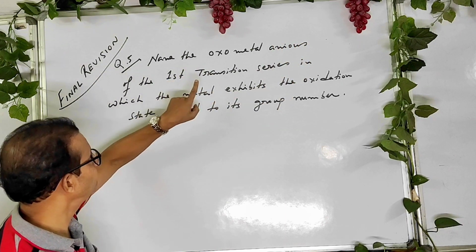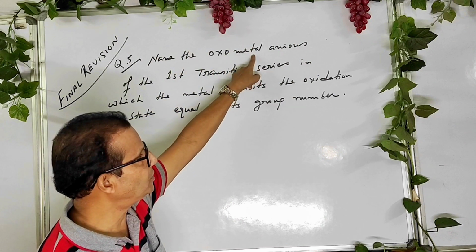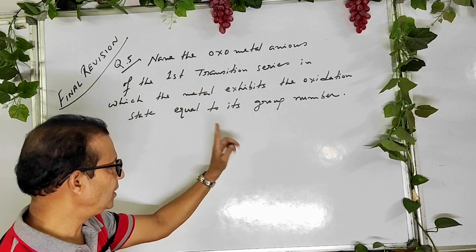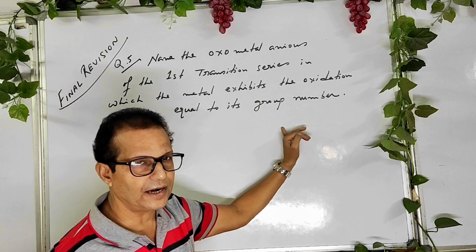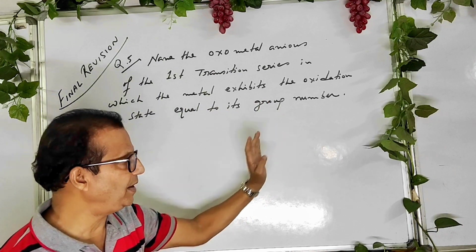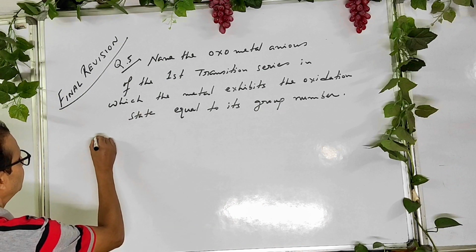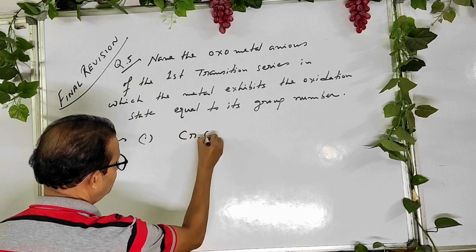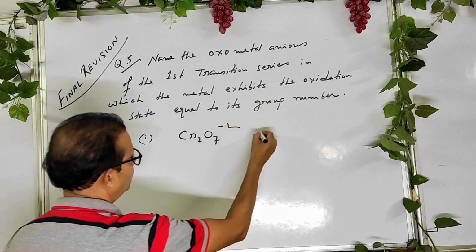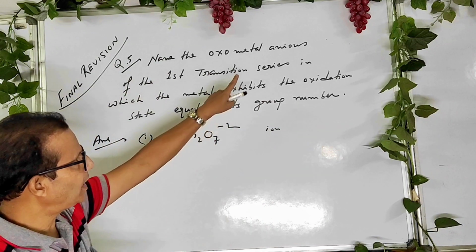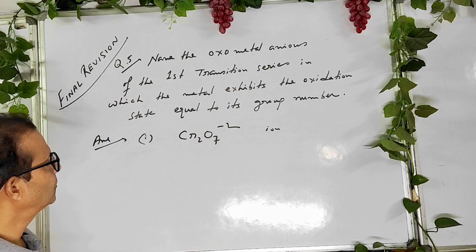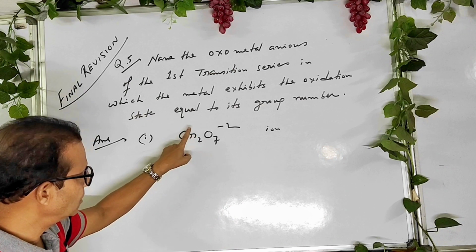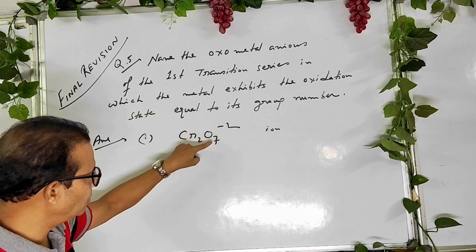So the question is to name oxometal anions of the first transition series in which the oxidation state equals the group number. You know that in the periodic table there are 18 groups altogether. So the answer is Cr2O7 2- ion. It is an anion with negative charge. Oxometals means transition metals along with oxygen compounds. So these are ions.